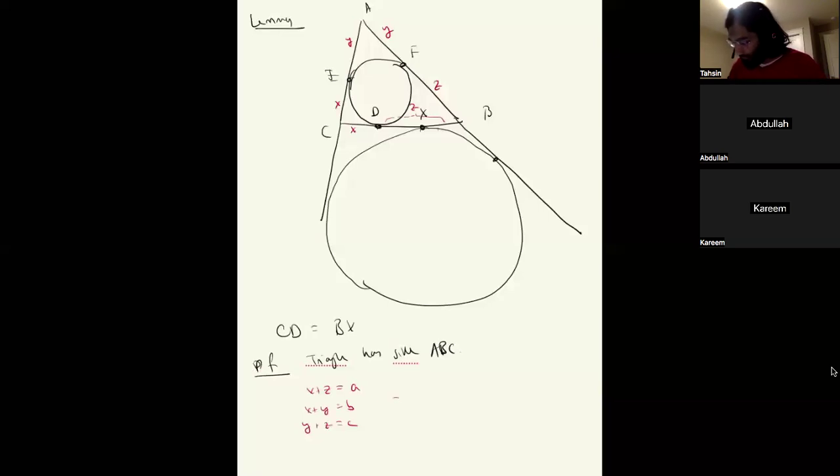And so when you solve this, you'll get something very exact. You'll get maybe x is equal to a plus b minus c over 2, y is equal to minus a plus b plus c over 2, and z is equal to a minus b plus c over 2. Does it make sense, what I'm saying? Okay, and so that's how the incircle cuts up the sides.